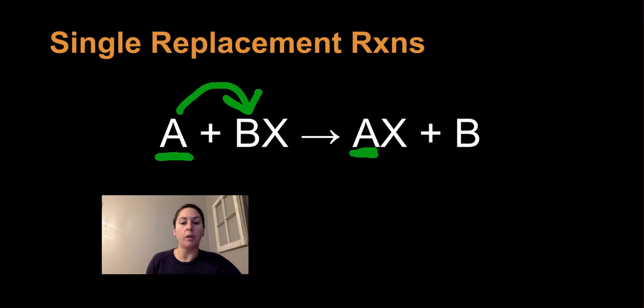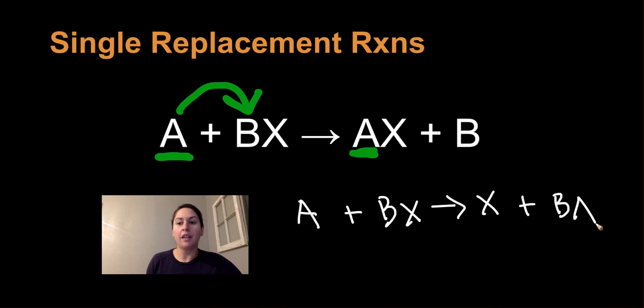Now, one thing that you're going to see today is that we could have A plus BX, okay, end up forming X plus BA, depending upon whether this here is actually going to be a cation or an anion. So when we get to the end of this video, I'll come back to that concept and we'll take a look at that again. But the idea is, no matter what, that one thing is going to replace the other thing that's going to be equivalent to it.